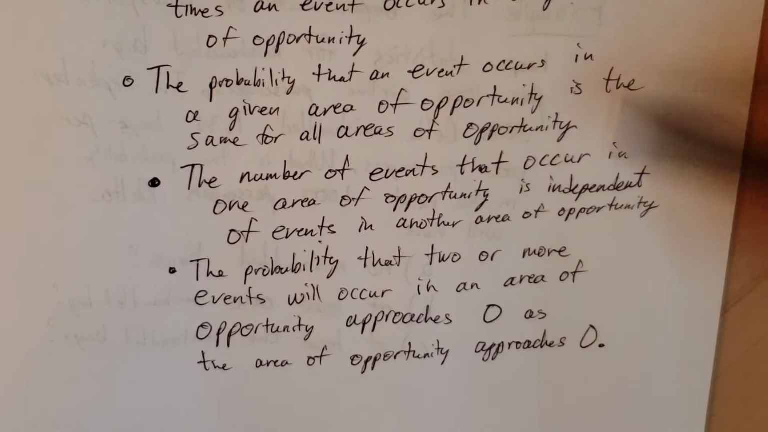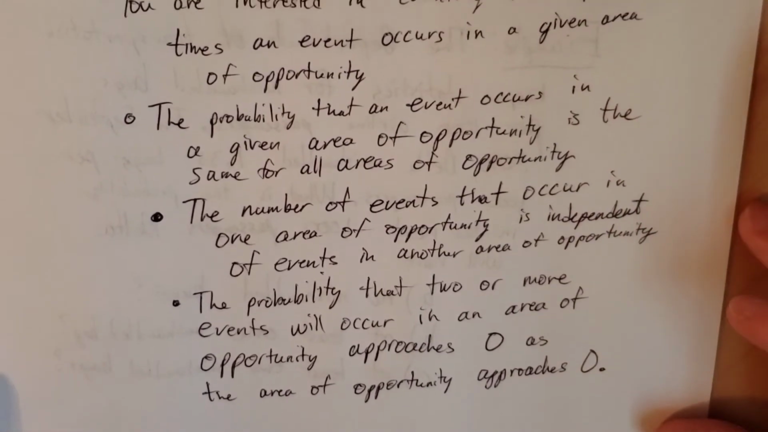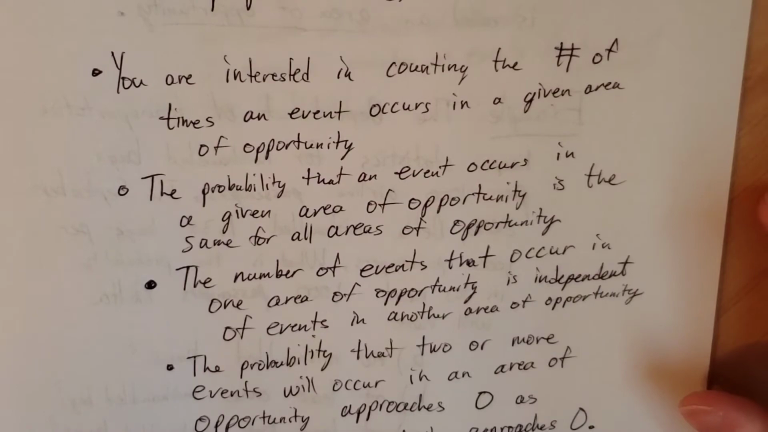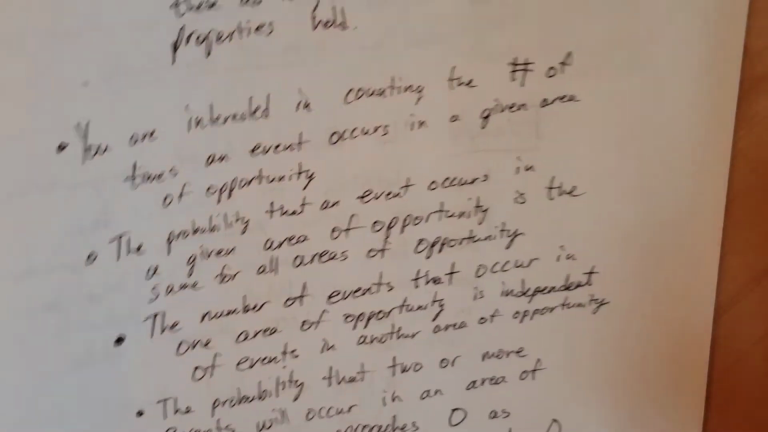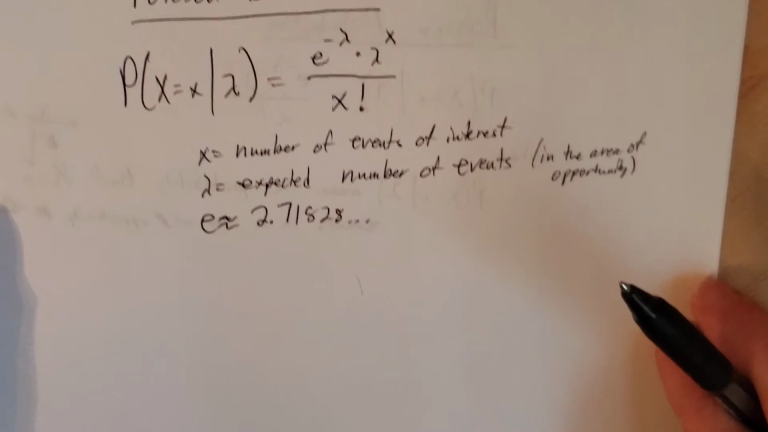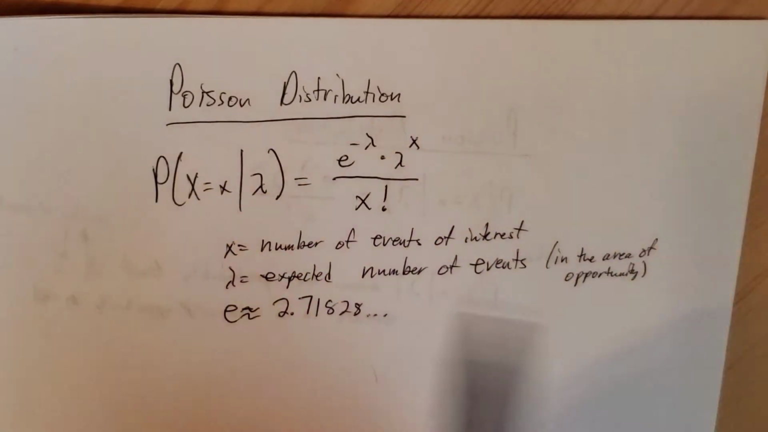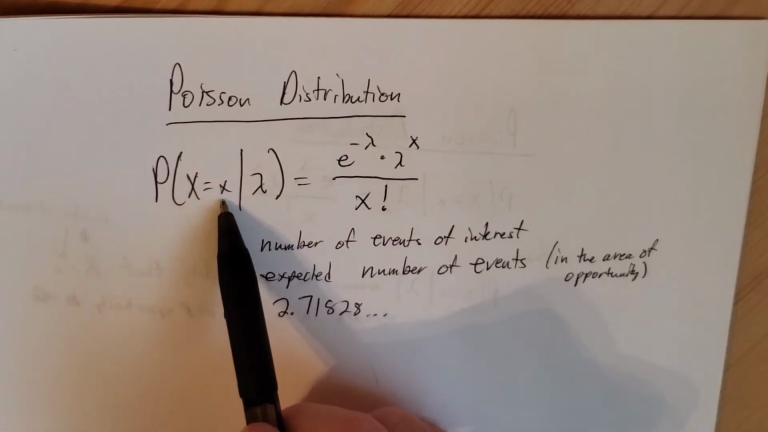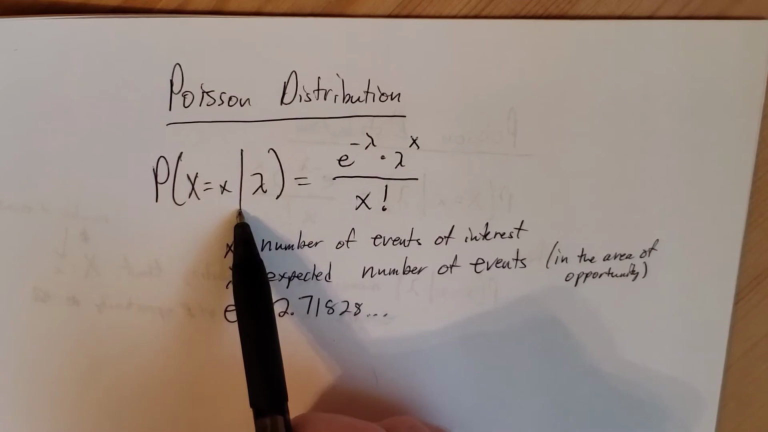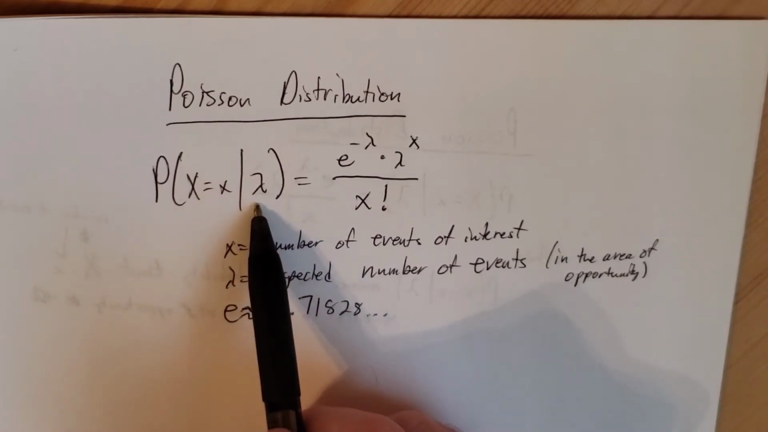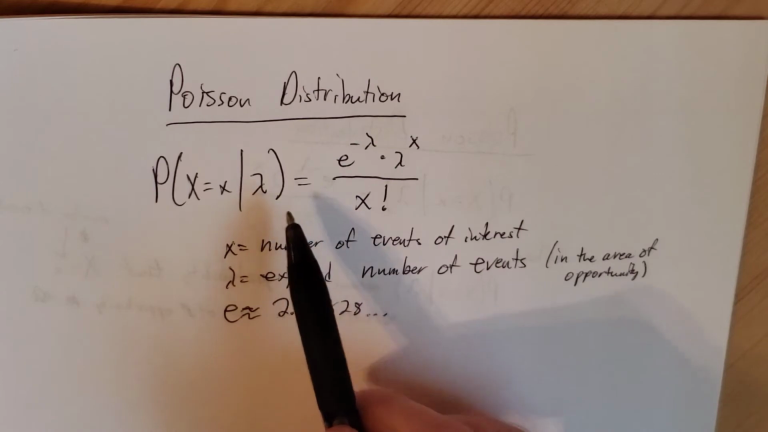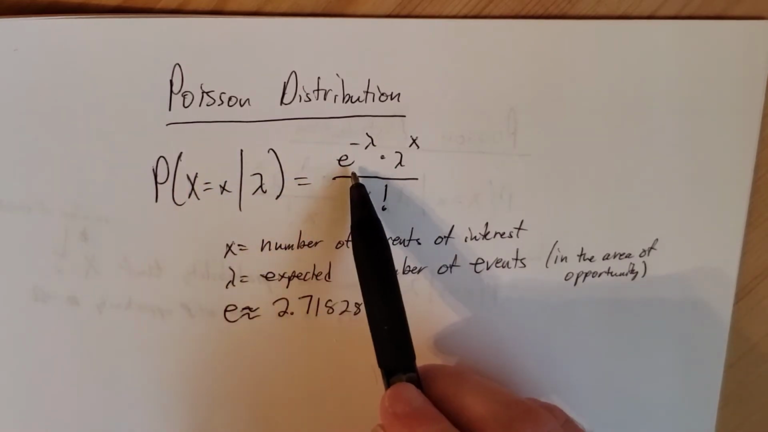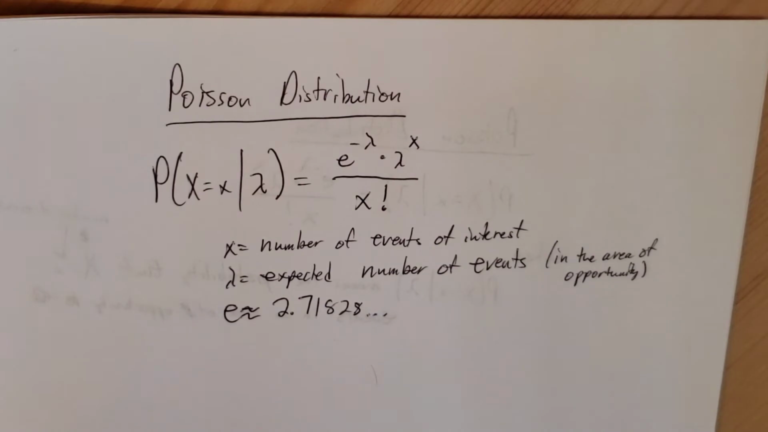Okay, so if these 4 things happen, then we have a Poisson distribution. And what does that mean? Well, our formula for a Poisson distribution is the following. This is the probability that your variable x is equal to some certain number of events, given lambda, where lambda is the expected number of events in your area of opportunity. The probability of all of that is, and here's how we calculate that: e raised to the negative lambda times lambda raised to the x, divided by x factorial.